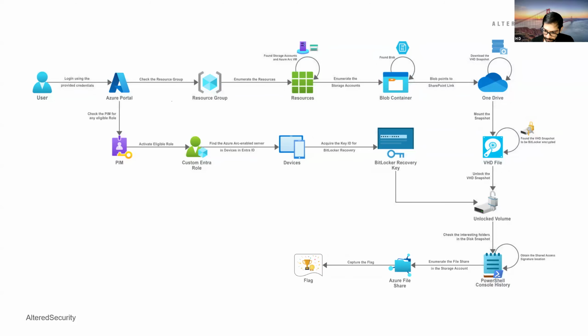Once I did that, I was able to enumerate the file share in the storage account called Red Labs Hybrid. There is IT data, and once I was able to list it, I was able to acquire the flag. That is only with respect to the exploitation part that we have covered till now.